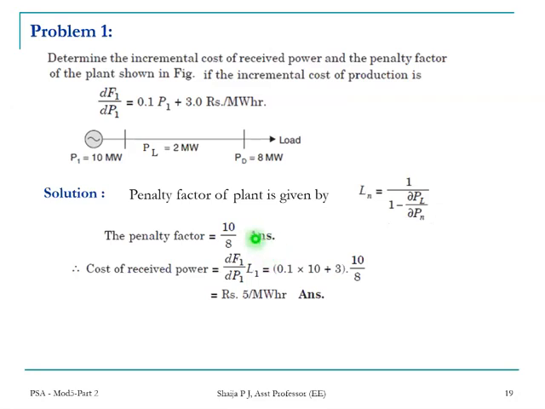Okay. And what is the cost of received power? It will be dF1 by dP1 into L1. L1 is the penalty factor. So 0.1 into P1, which is 10. 0.1 into 10 plus 3. That is dF1 by dP1 multiplied by 10 by 8. You'll get it as rupees 5 per megawatt hour.